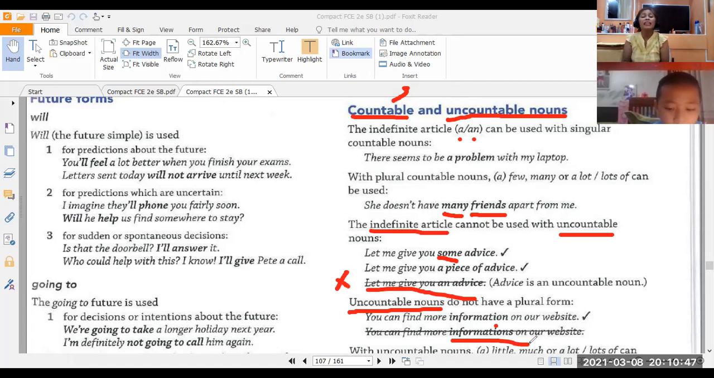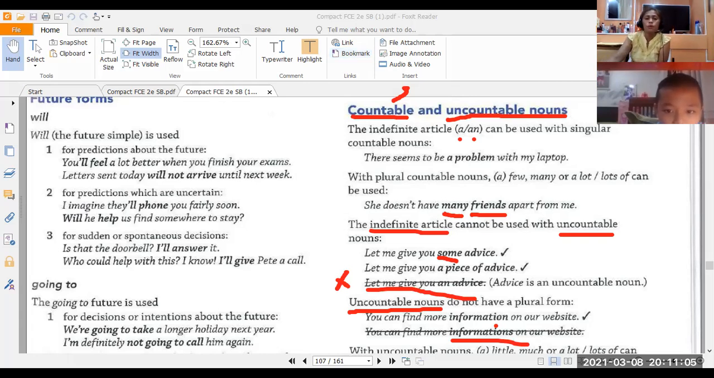It is an uncountable noun. Those are the nouns that cannot be counted. You cannot count that one. Okay? Do you understand? Yes. Okay, very good.